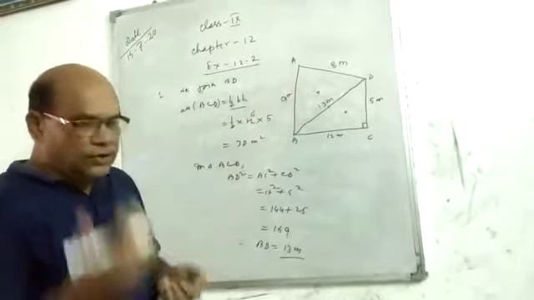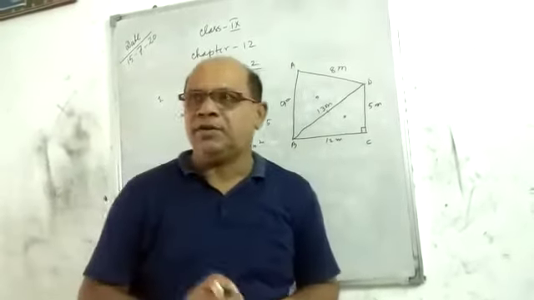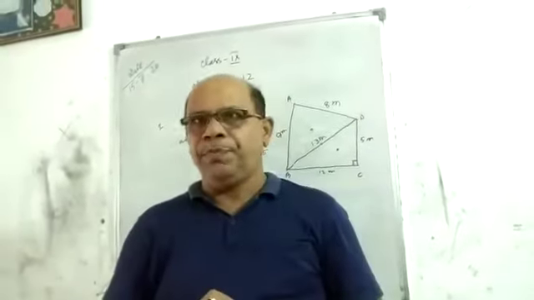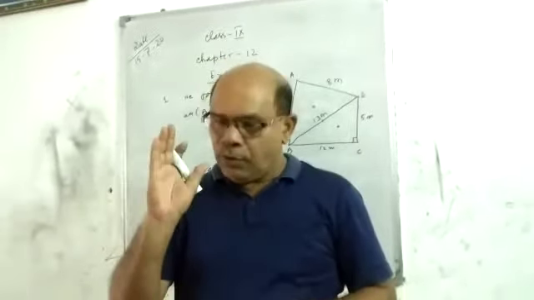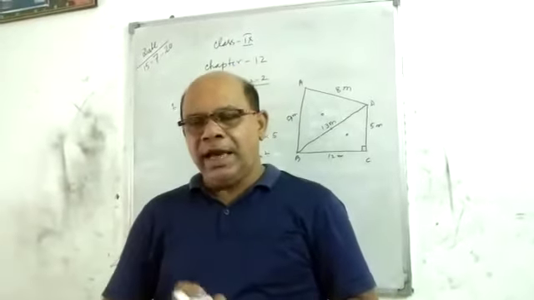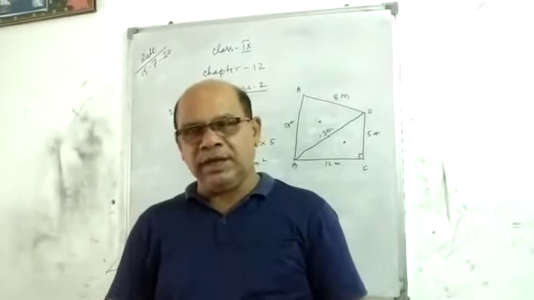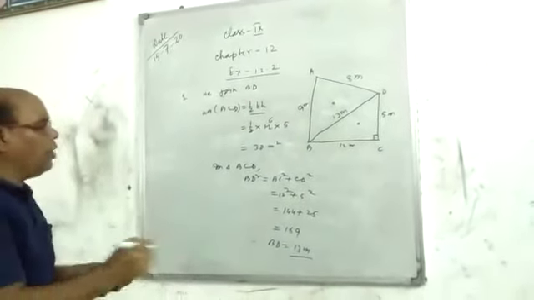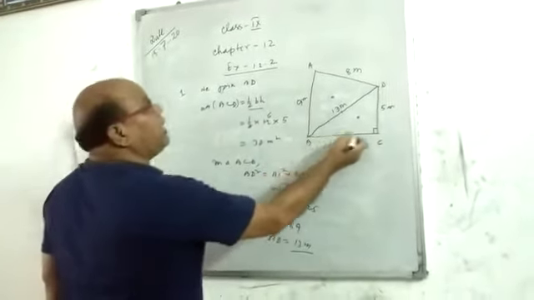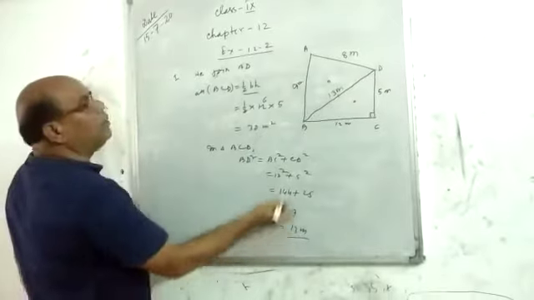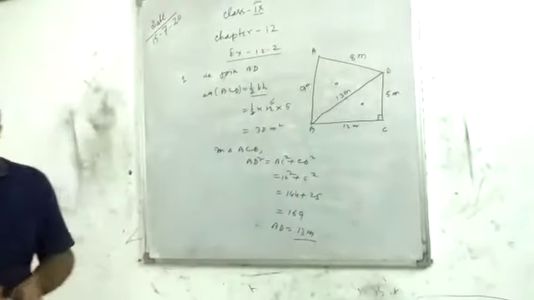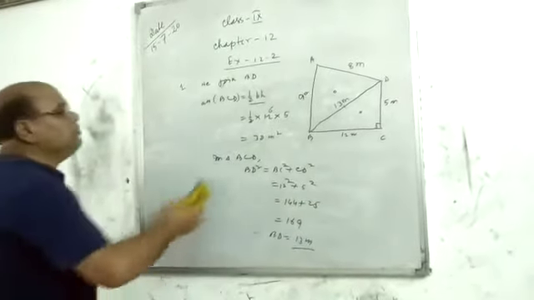This is general information: if a quadrilateral is given, we will draw at least one diagonal. Then we will get two triangles. We will find the area of the two triangles, and the sum of the areas of the two triangles is equal to the area of the quadrilateral. Is that clear? Okay. So we have the area of the triangle BCD. Now we have three sides of this triangle ABD, so we will find its area using Heron's formula.